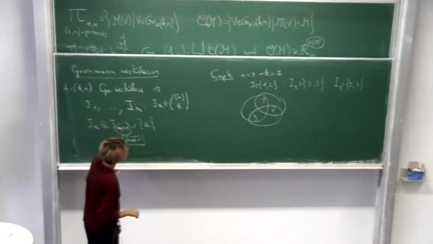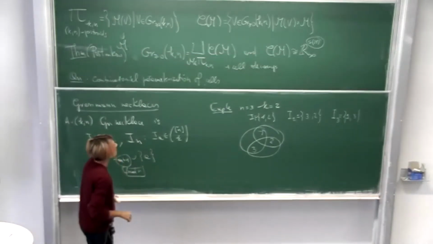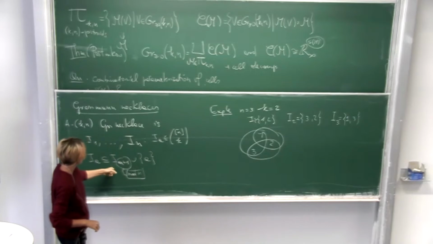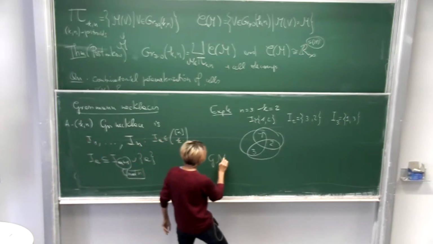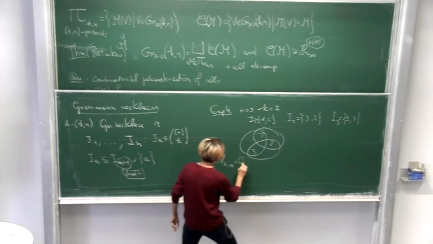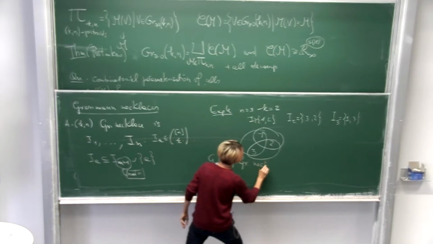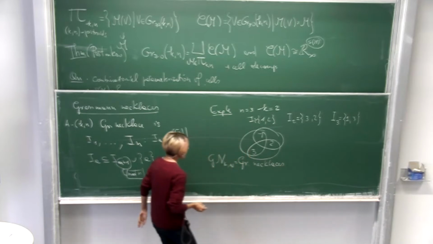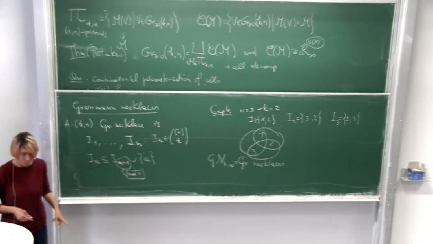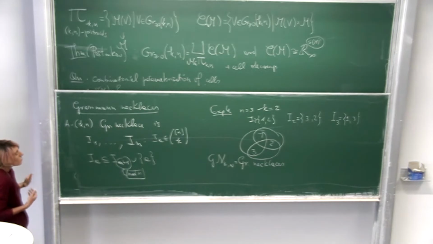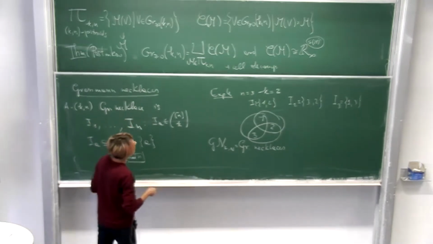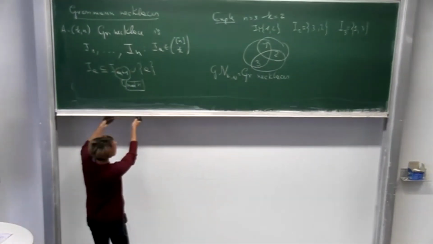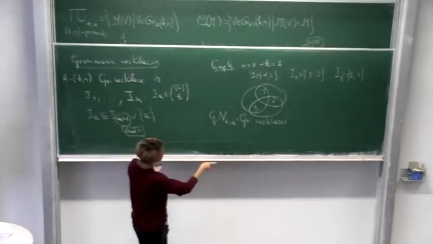All right. So now, as I said, the theorem is going to be that if I look at the set of (k,n) Grassmann necklaces, they are going to parameterize my cells. And then I want to say something about the poset structure. So let's introduce a partial order on this set.